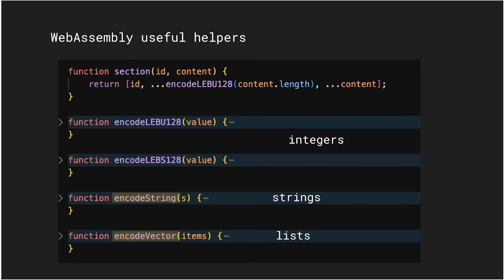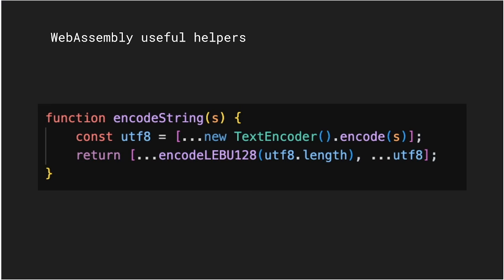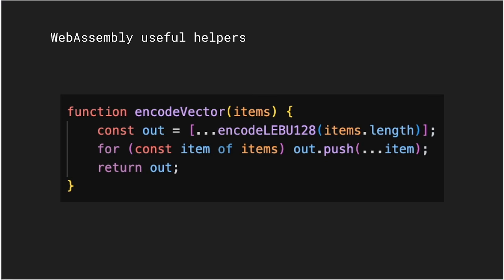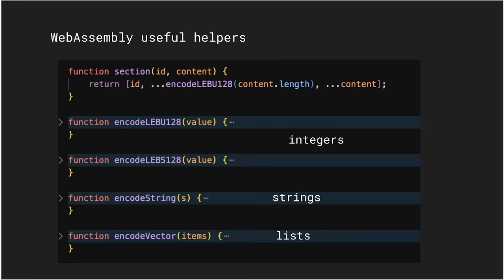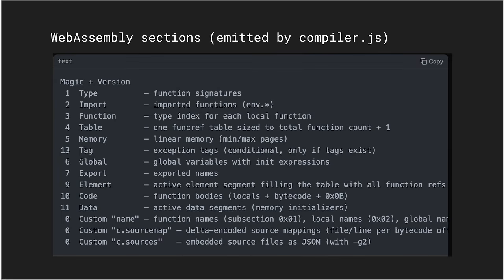Strings and lists are actually quite a bit simpler. For strings, you just take the UTF-8 encoding and attach the length of the string in front of it. A vector of items, conceptually a list of items, works the same way. A number at the beginning of the vector tells you how many items are in it, and then you literally just push the items inside. So with those helpers in hand, we can actually get into the sections.